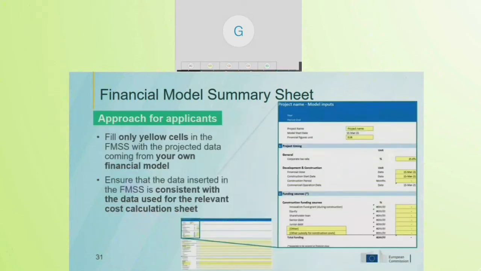So as far as the approaches for applicants, it's very important, as you would normally do in any financial model, that you have a set of inputs which are the only cells which can be changed. You have calculation cells and reference cells, and these should not be changed in the model. So the yellow cells are for inputs by the project applicant, and everything else should be left alone, because those are calculated sheets. And any changes that are made in the non-yellow cells will compromise the integrity of the information submitted to us. Next slide.